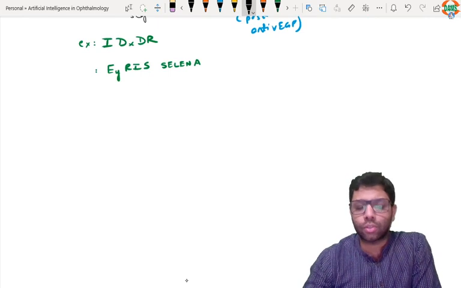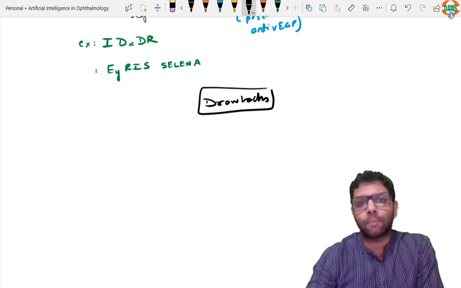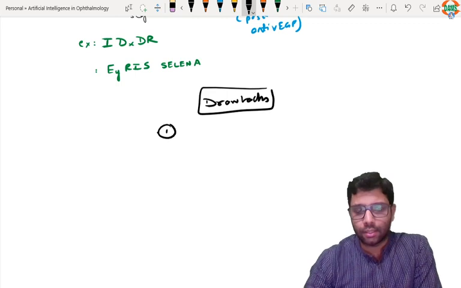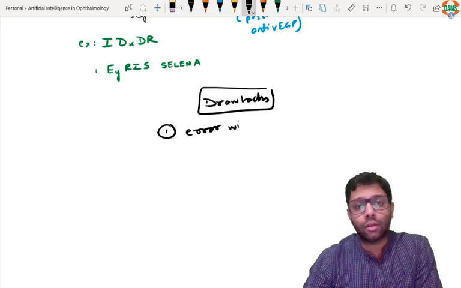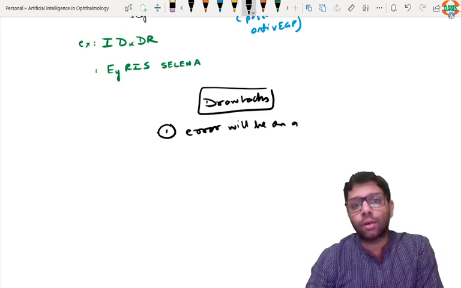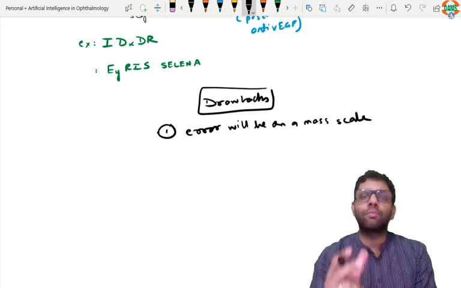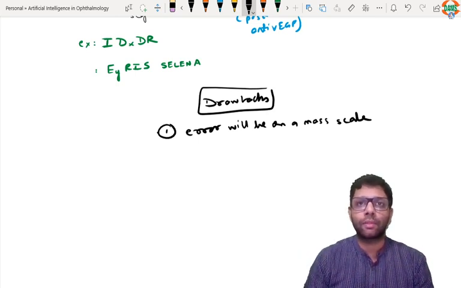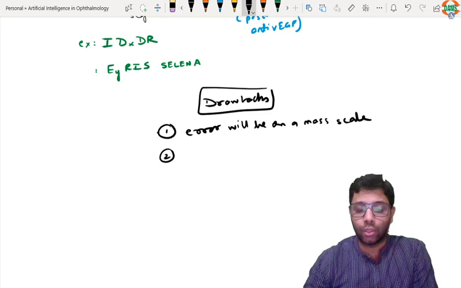And lastly, of course, it is always good to write down some drawbacks as well. Now, one drawback is, of course, if there is an error, it will be on a mass scale. Because if some problem is happening with the machine and so many images are being given to the machine, all the images will be having errors. So there will be a mass scale error if there is an error in the AI tool.